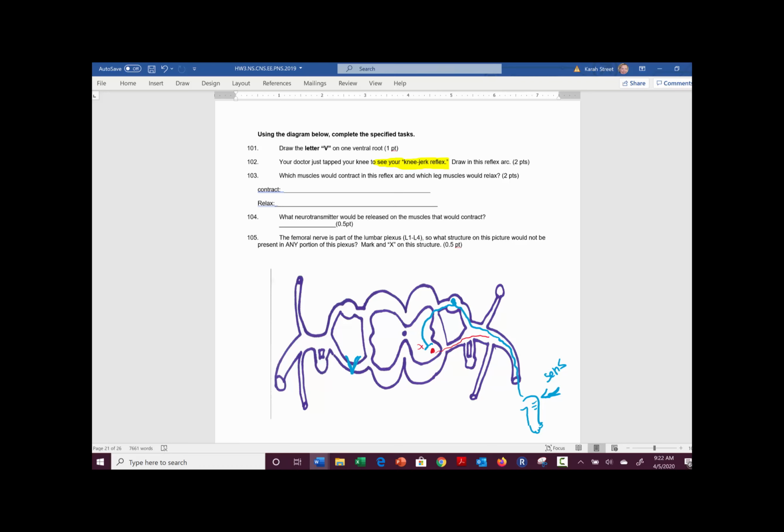And now, where are we going? We want which muscles to contract? Well, if we're getting a knee-jerk reflex, we want to contract the quadriceps. So those are on the ventral side of your leg, correct? So I'm going to draw, oops, change color.